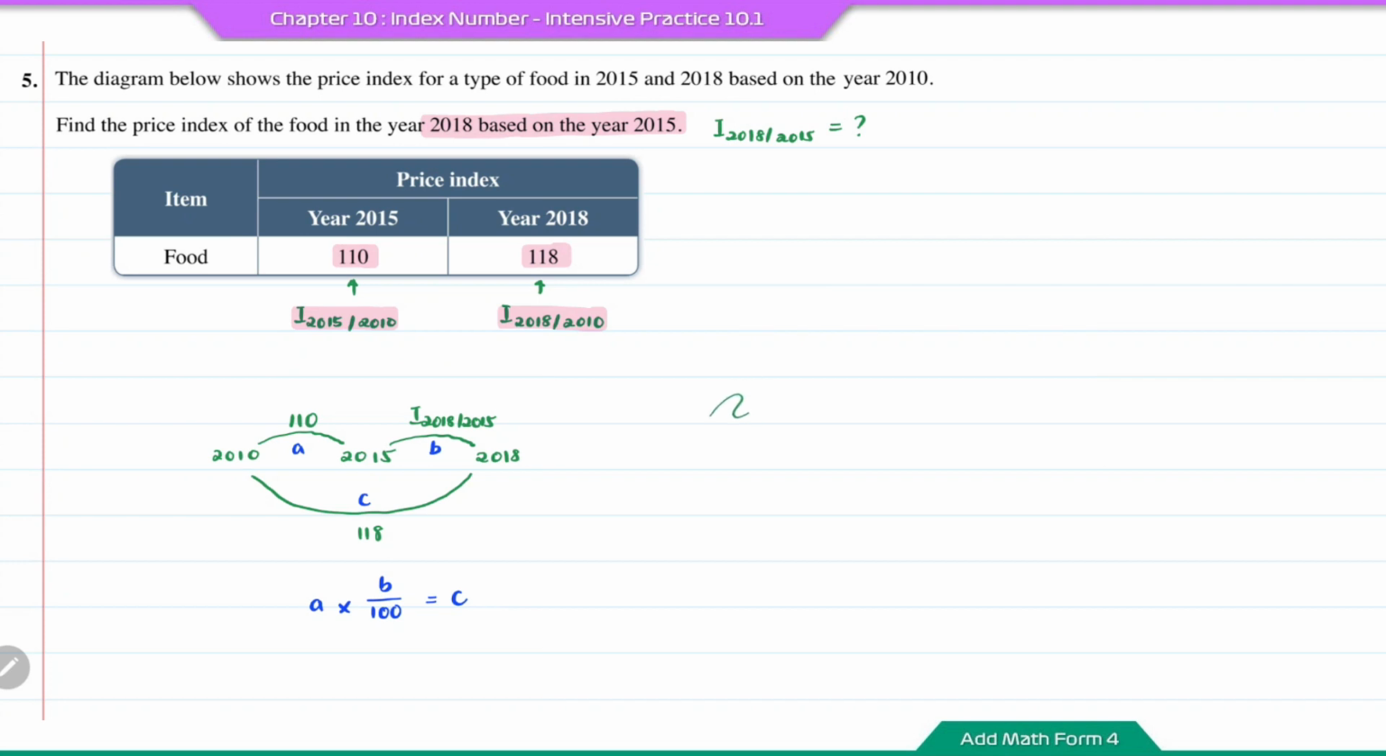To solve this, we're going to take the 110, we're going to multiply it with the price index in the year 2018 based on 2015 over 100. This will be equal to the 118. To find the price index, first, I'm going to move the 110 to the right hand side. It will be 118 divided by 110. Next, I'm going to move the 100 to the right. It will be multiplied by 100. The answer will be 107.27.